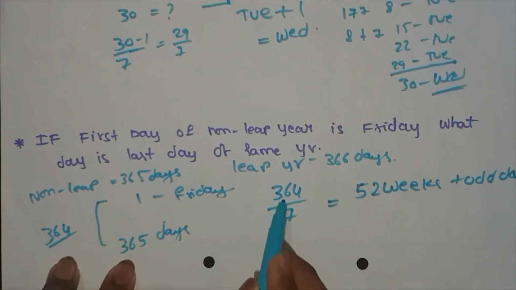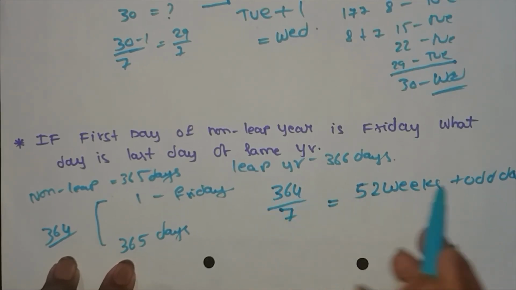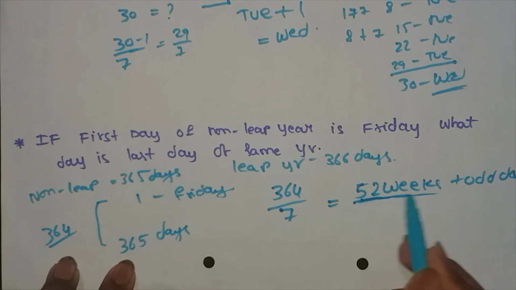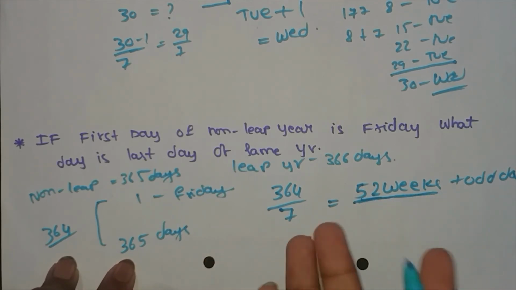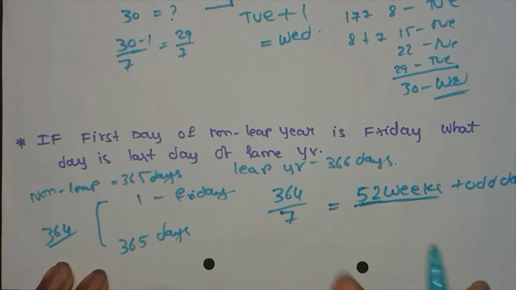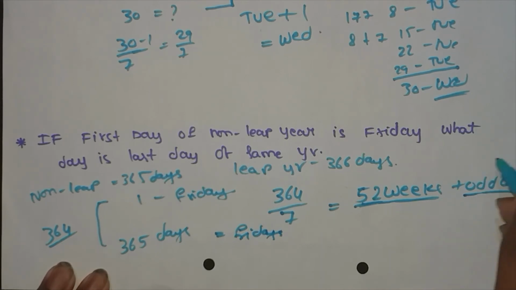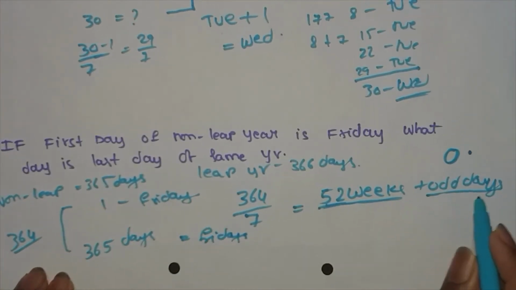That means 7 fives are 35 and 7 twos are 14. So I have got 52 complete whole weeks. I do not have any odd day in this. So what is the last day? The last day, that is the 365th day, is also Friday, because I have got 0 odd days. If I got one odd day, then it would be Saturday. If I got 2 odd days, it would be Sunday. So I do not have any odd days. So the first day is Friday and the 365th day is also Friday.